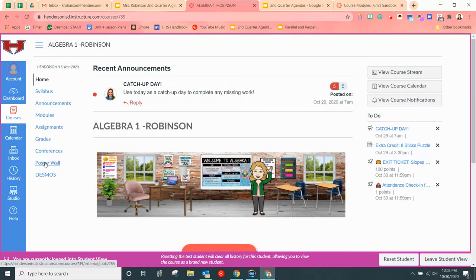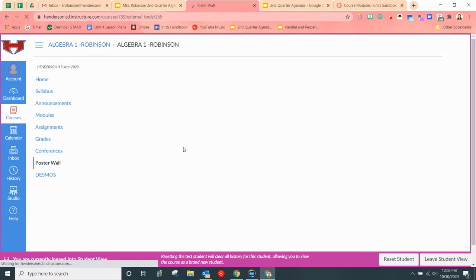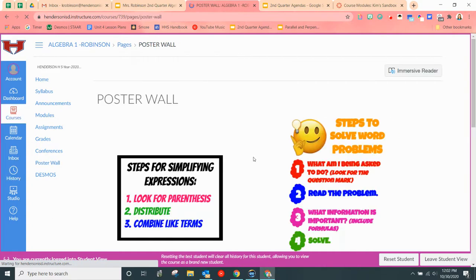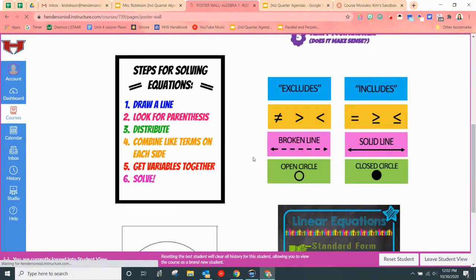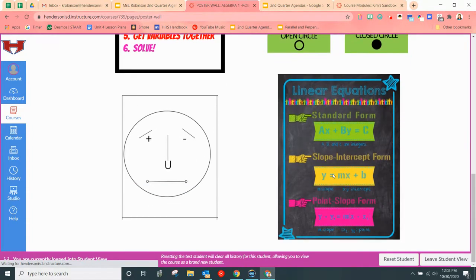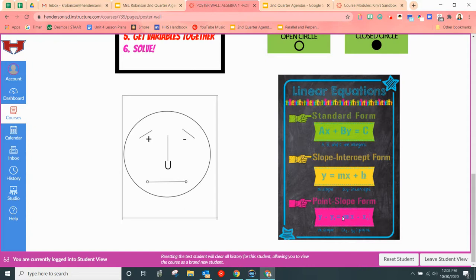If you click on poster wall in my Canvas over here on the side, this page is going to come up, and this is all the posters that I put on my wall. I actually need to add one that I just put up, the Hoy-Bucks posters. But this is the one I'm talking about for today, linear equations. We've seen equations in this form, and we've solved them for y. We've seen them in this form, y equals mx plus b. We've talked about that a lot. Now today we're going to talk about this one, point-slope form.